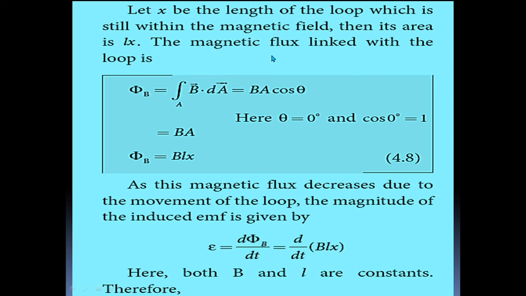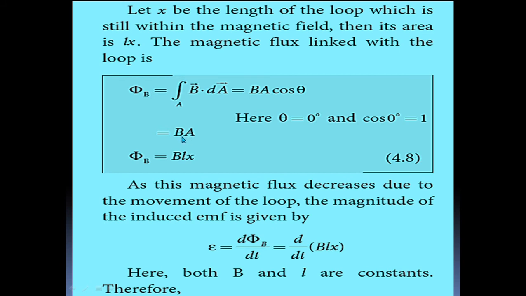The magnetic flux linked with the loop is, already we know the formula, phi B is equal to integration of B vector dot dA vector. This can be written as BA cos theta. That means phi B is equal to BA cos theta. Here theta is 0 degree. Cos 0 degree is equal to 1. Just substituting the value of cos 0 degree, the equation can be written as phi B is equal to B into A.